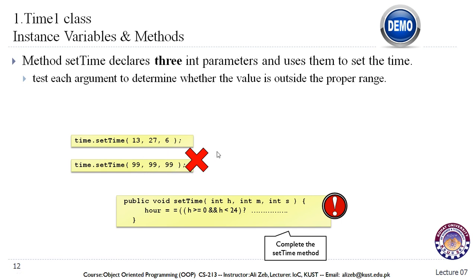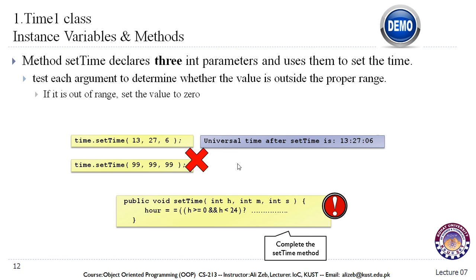For example, we cannot possibly have a time with these values, that is 99, 99 and 99. If it is out of range, set the values to 0. By default, the default value is 0, so we should set the values to 0 if we do not receive a value within the range. So the universal time after setTime with the correct values is this one, but if it is outside of the range, then it should be converted to zeros.